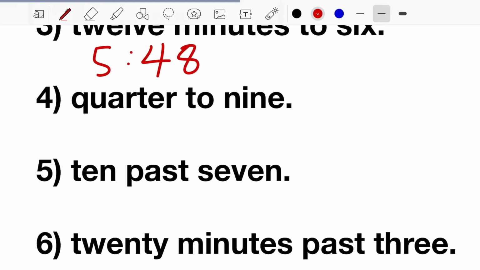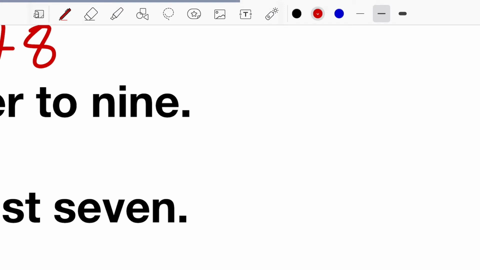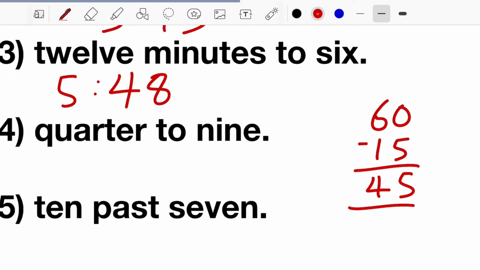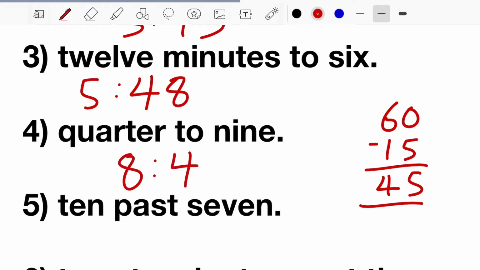Number 4, quarter to 9. Quarter means 15 minutes. So 15 minutes to 9 or 15 minutes before 9. So again, we can use a shortened approach. 60 minutes take away 15 will give us 45. And if it's before 9, it means it's 8 something. So it's 8:45.